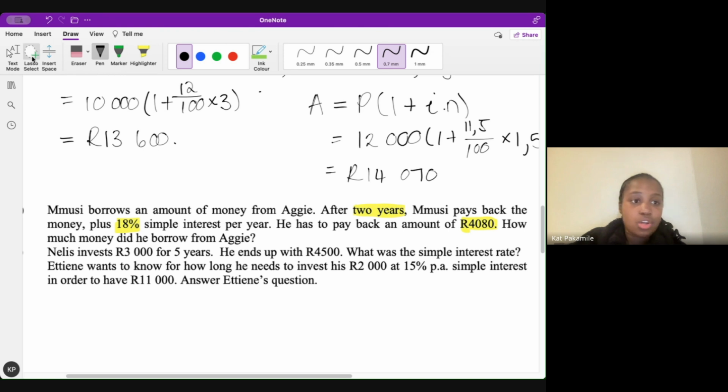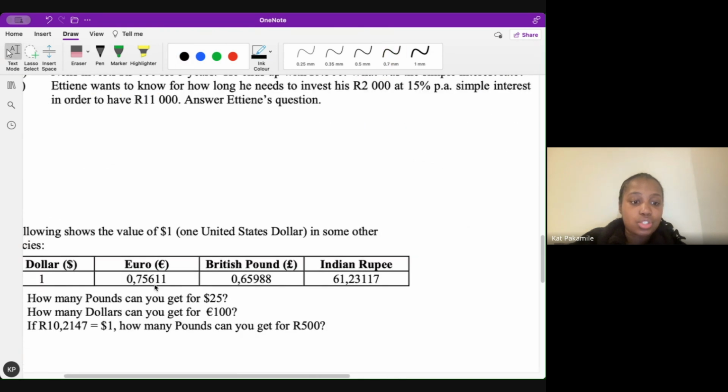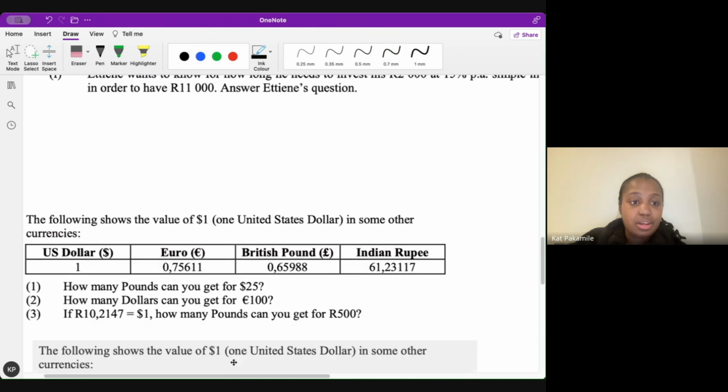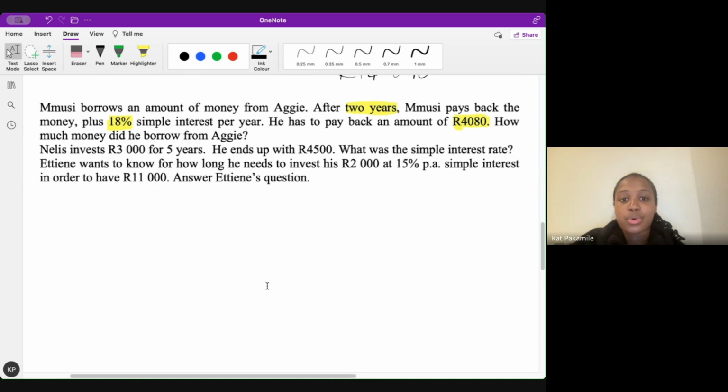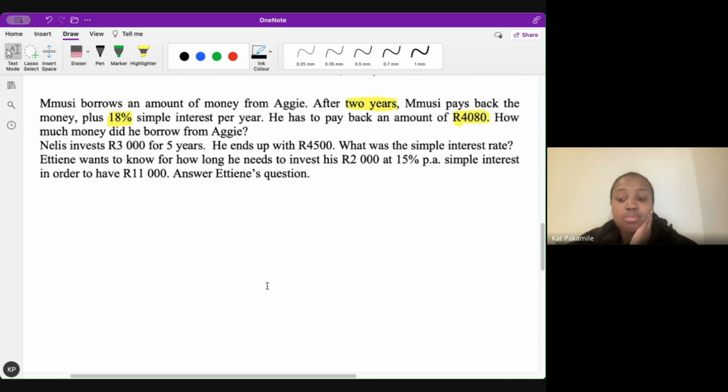Great. Guys, how are we going to work this out? This problem between Musi and Aggie, how are we going to work it out? We have to find the principal. So are we using the SI or the A to find the principal?